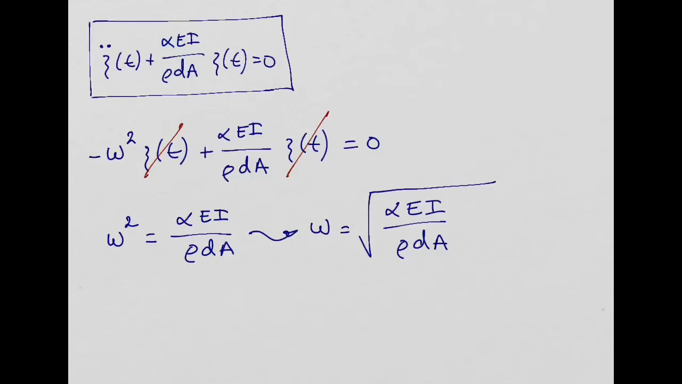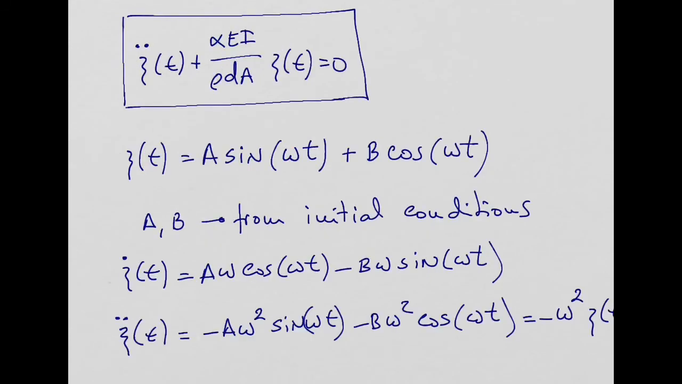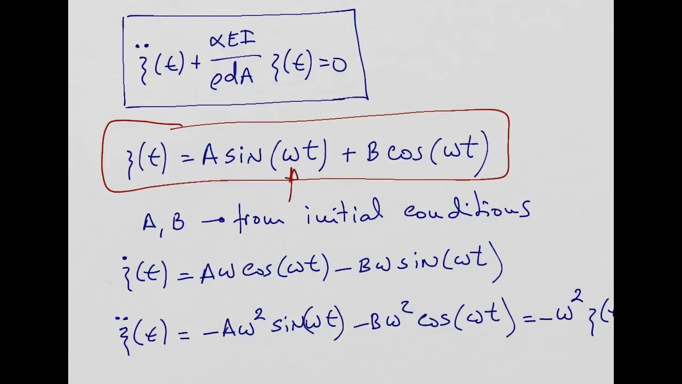Okay, so we get the solution for the natural frequency. Once you get this solution, you can go back to this equation, replace your frequency with the one you obtained, and then get A and B from initial conditions, for example the initial velocity of the beam, or initial deflection of the beam, and then you can get this function xi, right?